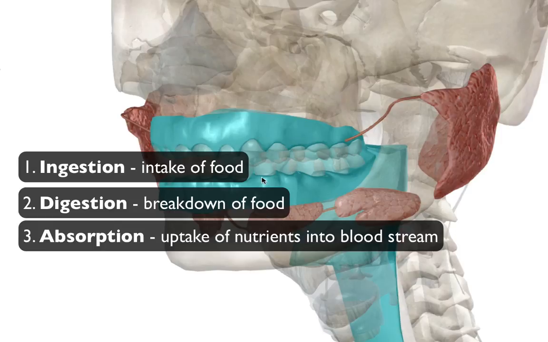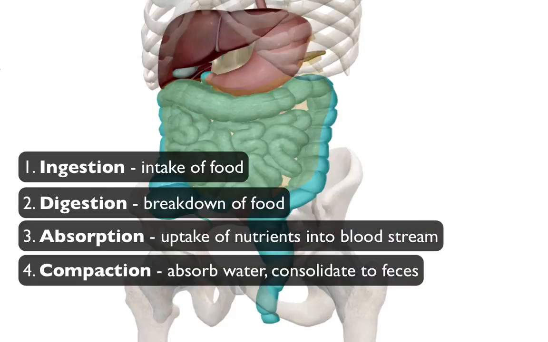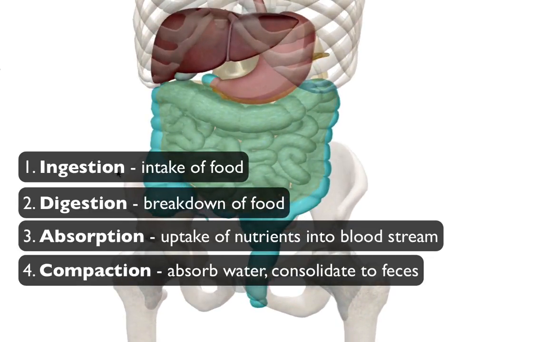And then absorption. After your body breaks down that food, it wants to absorb all the essential nutrients that are needed for the body to perform its normal everyday functions. And then number four is compaction. Compaction and absorption usually occur here in the lower tract of your digestive system. So compaction is basically absorbing any leftover water in that food, drying it out, consolidating all that waste product.